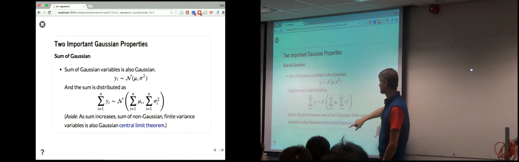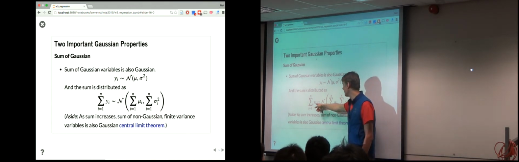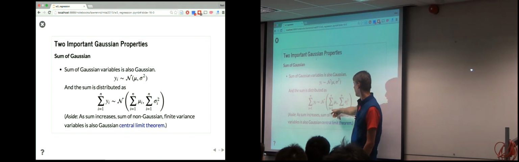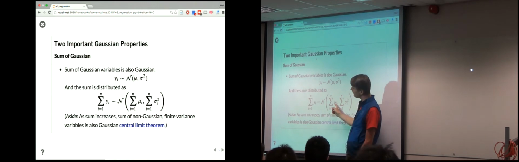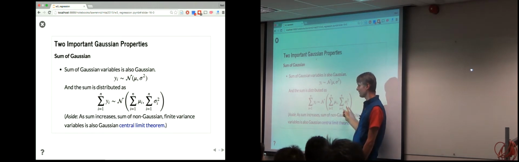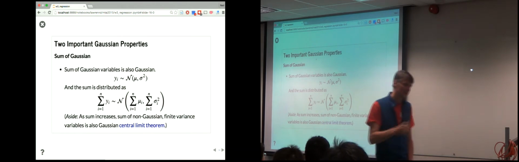The sum of any set of variables sampled from the Gaussian is given by a Gaussian density. It's distributed as a Gaussian density with the mean as the sum of the means and the variance the sum of the variances. So that turns out to be really important later at the end of the course when we do Gaussian processes. That's sort of why Gaussian processes work.